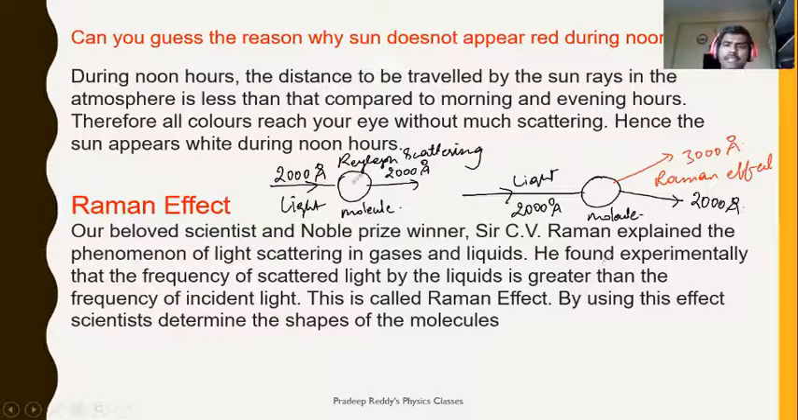If it is Rayleigh scattering, the same wavelength is absorbed and the same wavelength is released in the scattering. If it is Raman effect, a wavelength is absorbed, and after absorption the scattering will be of two different wavelengths, one greater than that of the incident light. This effect is called Raman effect. Using Raman effect, we can identify the shapes of molecules, and determine shape, size and molecular properties of gases as well as liquids.